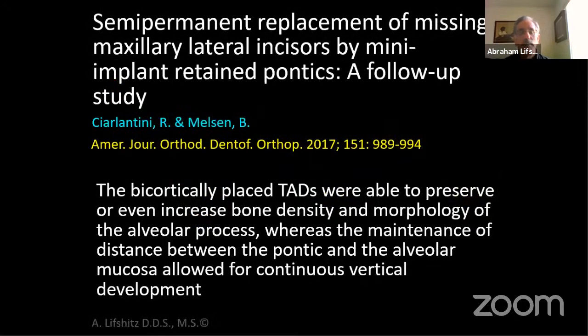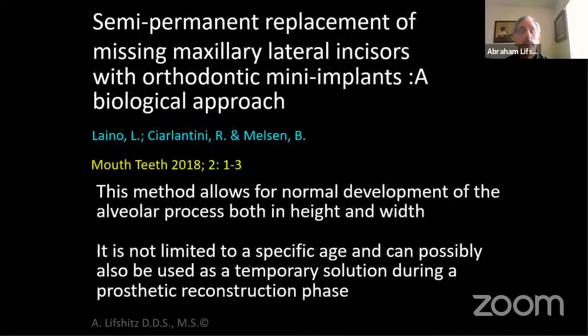They concluded that the bicortical placed tats were able to preserve or even increase bone density and morphology of the alveolar process, whereas the maintenance of distance between the pontic and the alveolar mucosa allowed for continuous vertical development. After reading this paper, this is the technique that I'm using. Liano Ciarlantini and Birte Melsen stated that this method allows for normal development of the alveolar process, both in height and width. It is limited to a specific age and can possibly be used as a temporary solution during a prosthetic reconstruction phase.